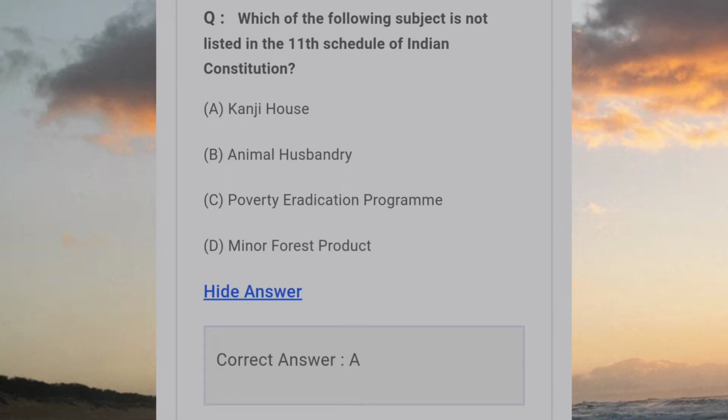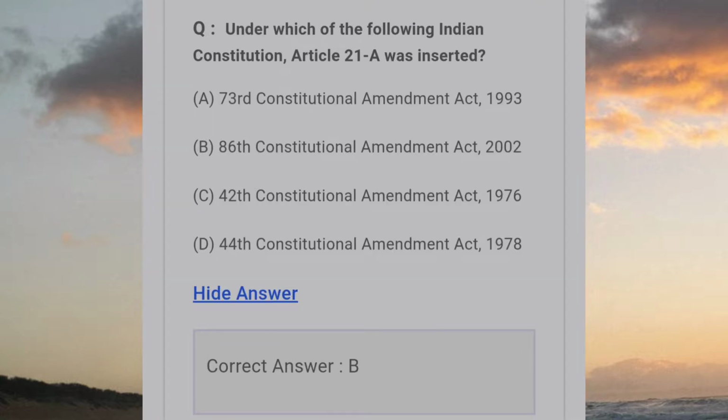Which of the following subject is not listed in the 11th schedule of Indian Constitution? Answer A. Kanji House. Under which of the following Indian Constitution Article 20A was inserted? Answer B. 86 Constitutional Amendment Act 2002.